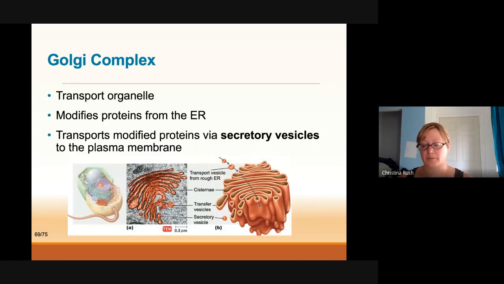The Golgi complex. The Golgi complex is important for the transport of proteins, so it is known as a transport organelle. It modifies proteins from the ER so that they can be transported via secretory vesicles to the plasma membrane. I think of the Golgi complex as the UPS store. And so it's got these proteins, it's packaging them perfectly and addressing them where they need to go.